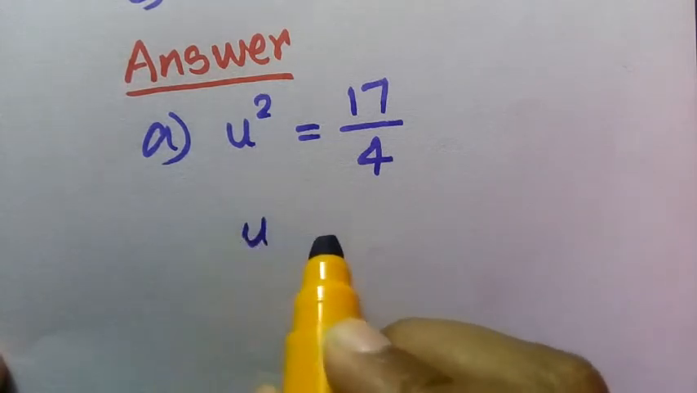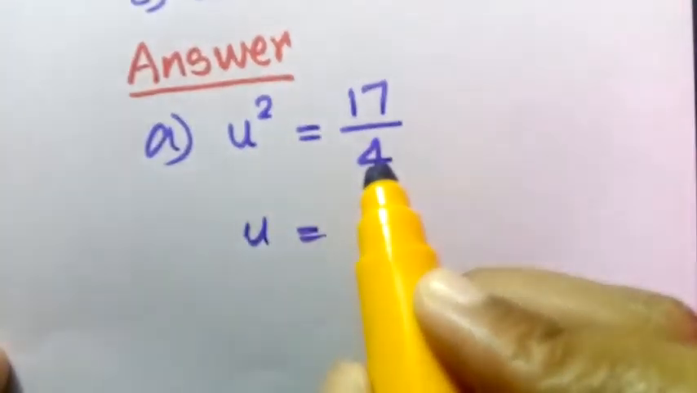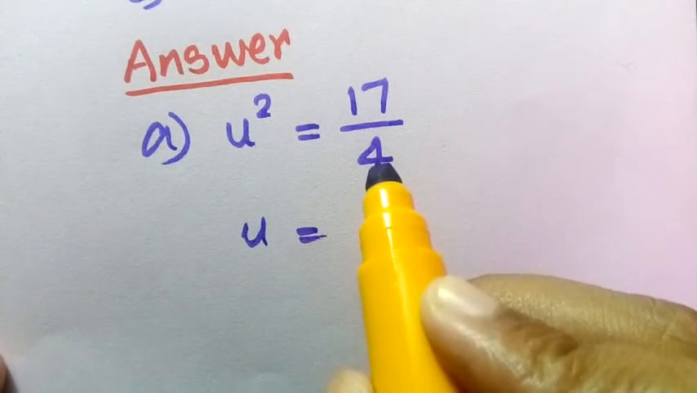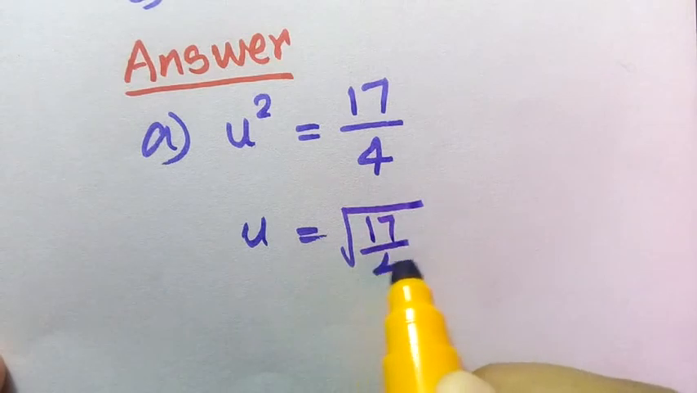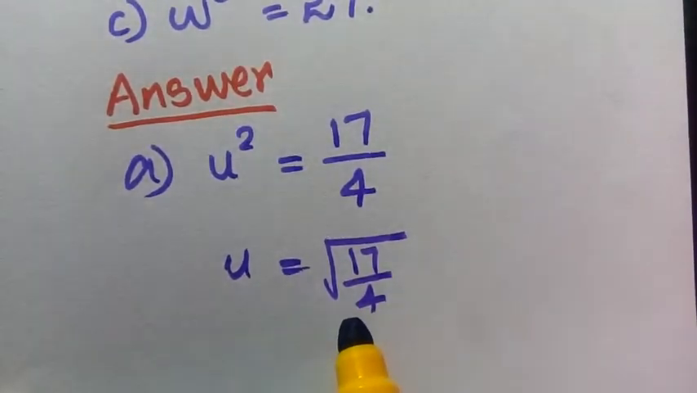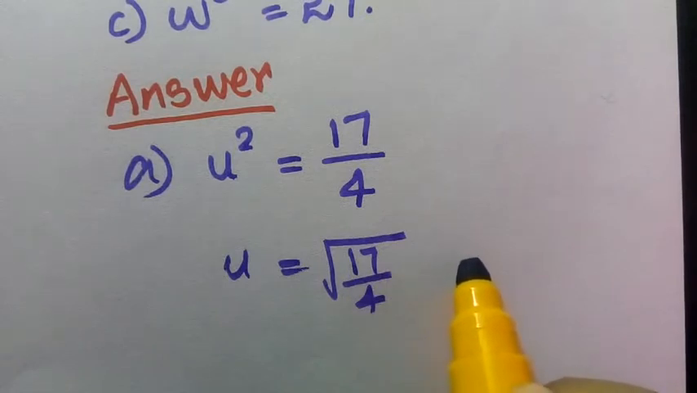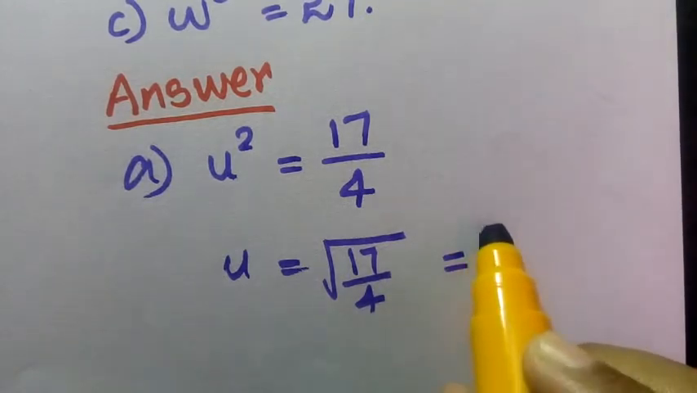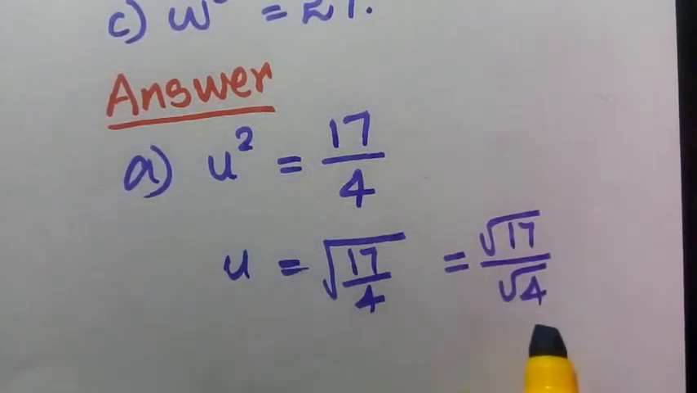So, u is equal to, as already told, if we take square to the opposite side of equal to, then it will change into square root. u is equal to root of 17 by 4. Here, this root is common for both 17 and 4. So now we are splitting the root, which is equal to root 17 by root 4. Okay, children, what is square root of 4? Square root of 4 is 2.